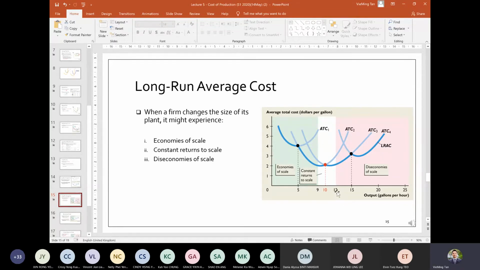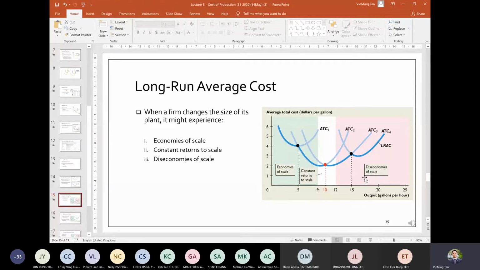And start from production 12 until 25. Okay, you may find that the company now is having increasing long run average cost. That means more average cost occurs when the number of output is increasing. So this scenario is called diseconomies of scale.